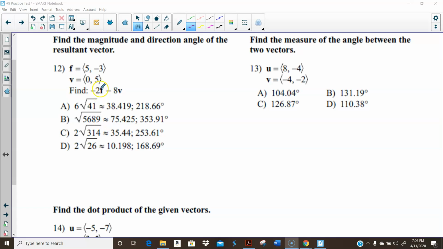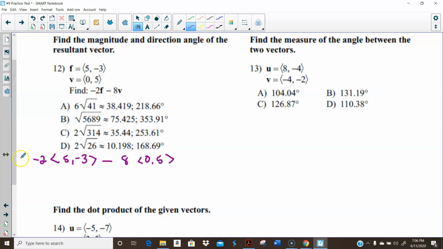So in this problem it says find negative 2 times vector F, subtract 8 times vector V. And then once we do that, we're going to find the magnitude of that result and the directional angle of that result. So let's go ahead and do that first. We're going to take negative 2 and multiply it by vector F, which is 5, negative 3. And this is component form, these brackets. And then we're going to subtract 8 and multiply it by vector V, which is 0, 5.